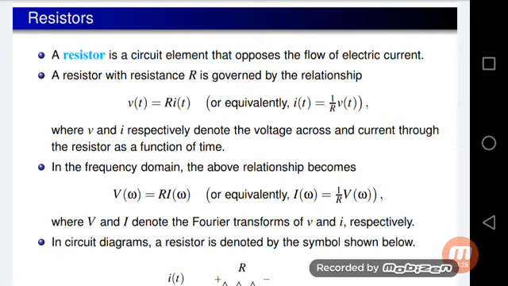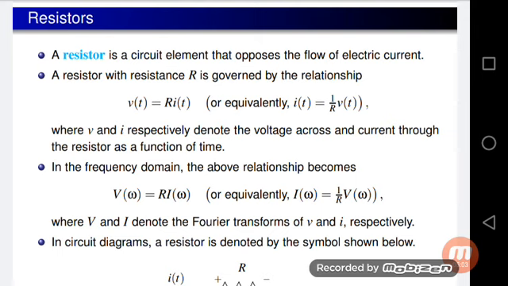Just I am simplifying, or determining, the I of t value, and the equation will be simplified. I of t equal to 1 by R V of t, and in the frequency domain V of omega equal to R I of omega. Here also I of omega equal to 1 by R V of omega, where V and I denote the Fourier transform functions of V and I respectively.